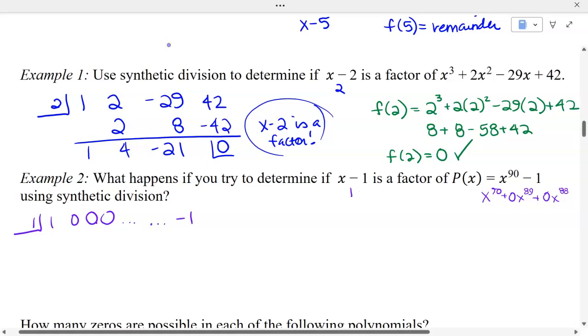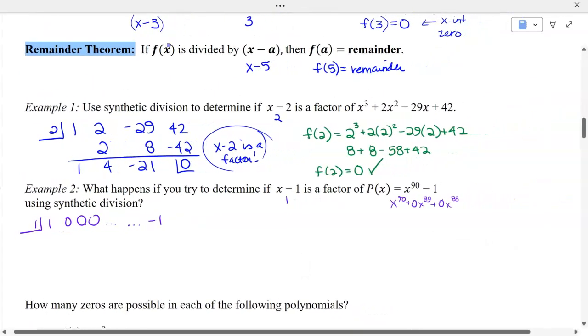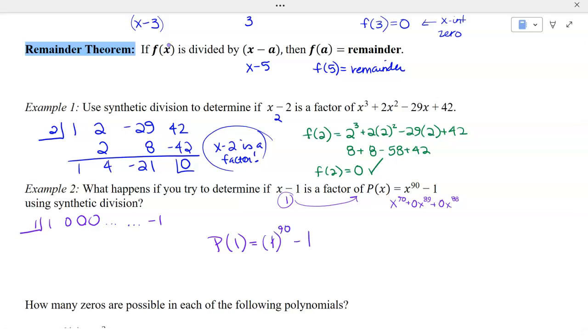And so we could actually use what we just learned in our theorems to plug in 1 into our polynomial. So if we plugged in 1 into our polynomial, we would have 1 raised to the 90th power minus 1. And 1 raised to the 90th power is just 1, and 1 minus 1 equals 0. So if we end up getting 0 for our remainder, we know that x minus 1 is a factor.